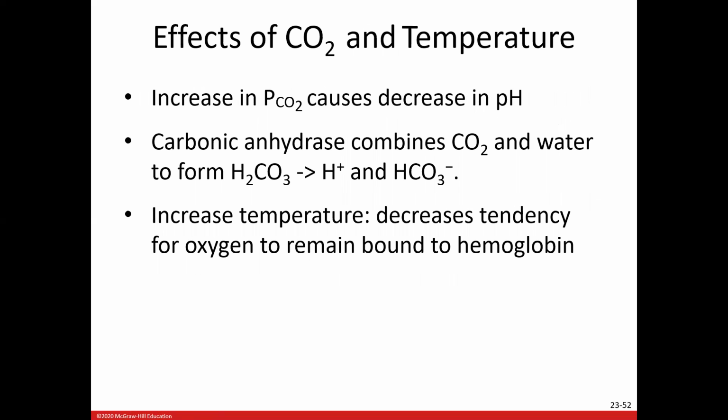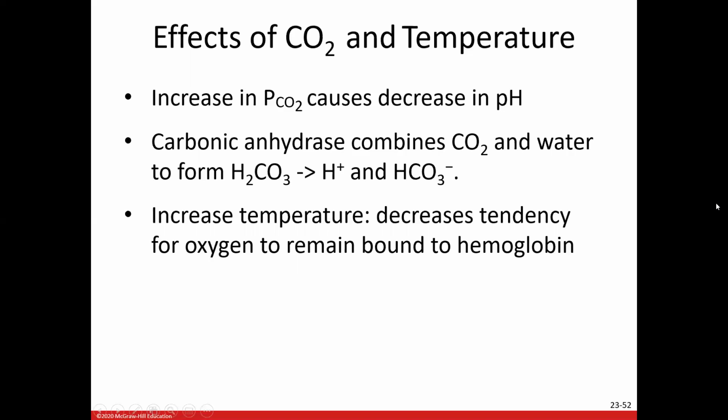Then additional things that can ultimately affect the amount of oxygen being bound are CO2 and temperature. So as we increase the partial pressure of CO2, having more CO2 in the system, we have a decrease in pH. And this is because you have carbonic acid formed by carbonic anhydrase, catalyzing the reaction between CO2 and water. And then that carbonic acid is going to break down into hydrogen ions, which are, again, responsible for your pH levels, and a bicarbonate ion.